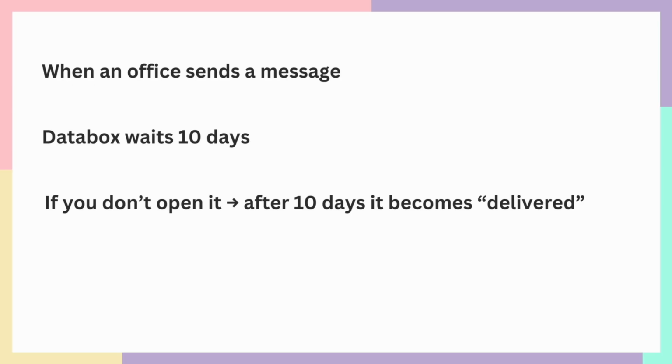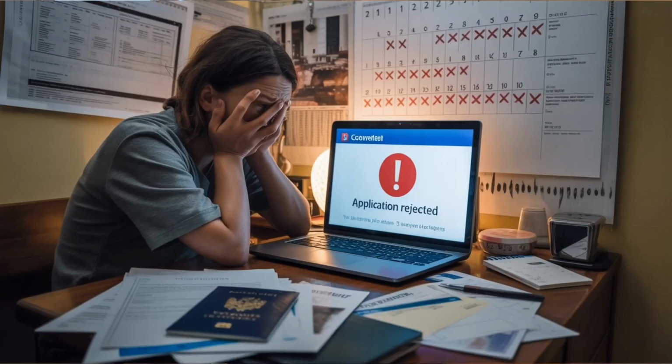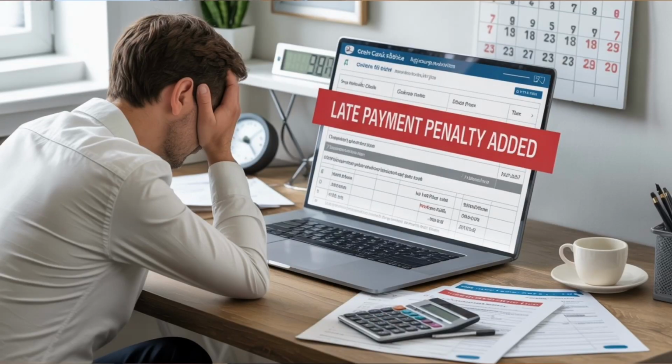This is the most important rule you must understand. When an office sends a message, Databox waits for 10 days. If you don't open it, after 10 days it becomes delivered, even if you never saw it. For example, immigration sends you a request. If you ignore that, your application gets rejected. Similarly, the tax office sends you a payment deadline. If you ignore it, you will get a penalty. This is why the notifications are crucial.